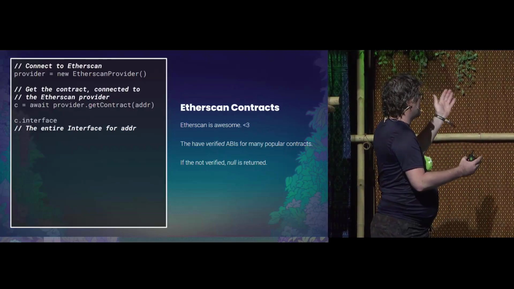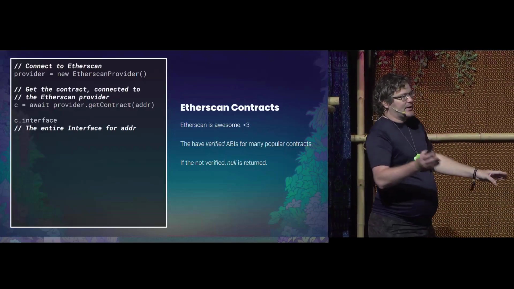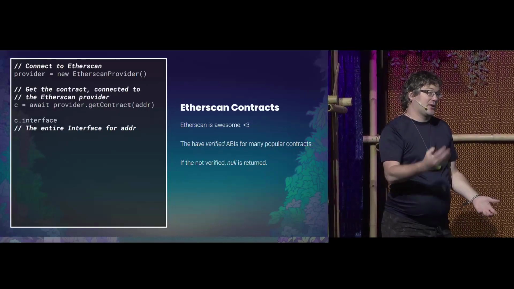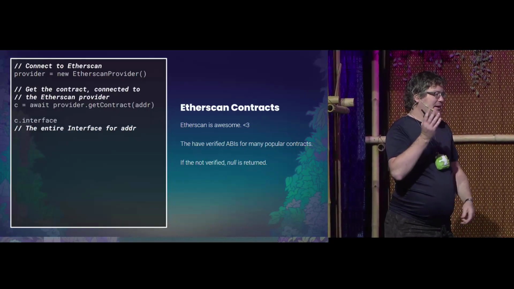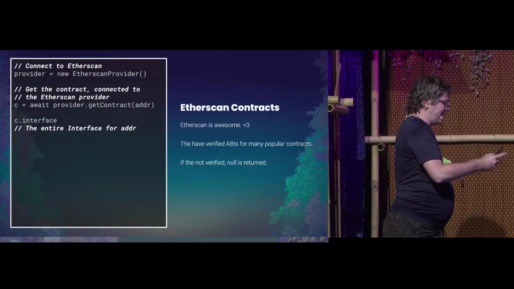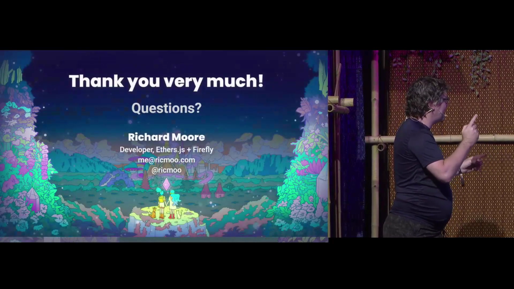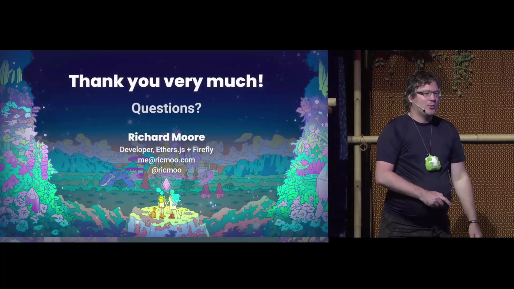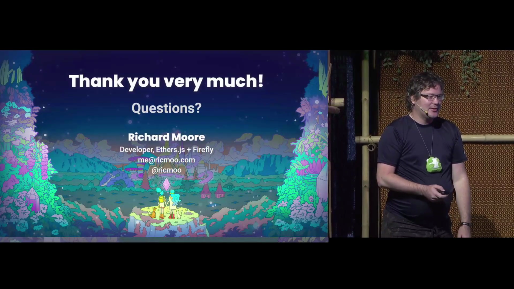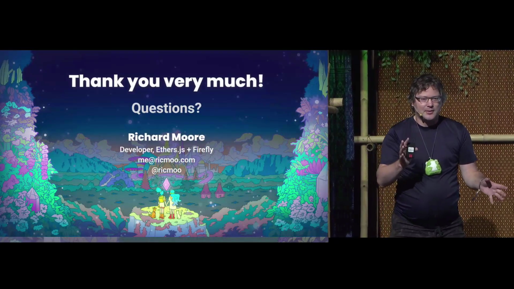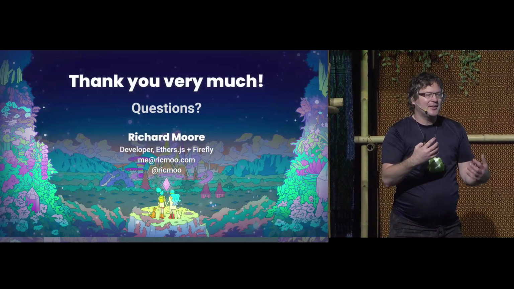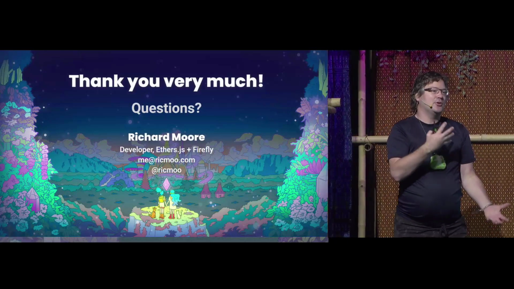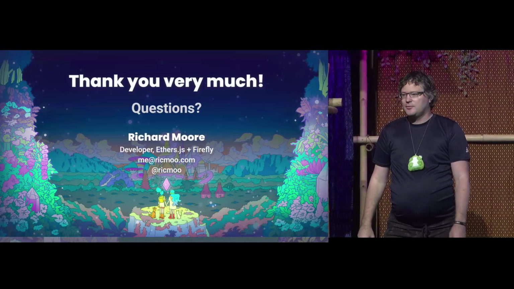After this, you could imagine doing c.connect to a signer if you wanted to get write access to it. But yes, I think we're getting close, if not at the end. And so that is my quick talk on some of the hidden things I feel like are missing, or rather, a lot of things I want to see more people use. So, yes.